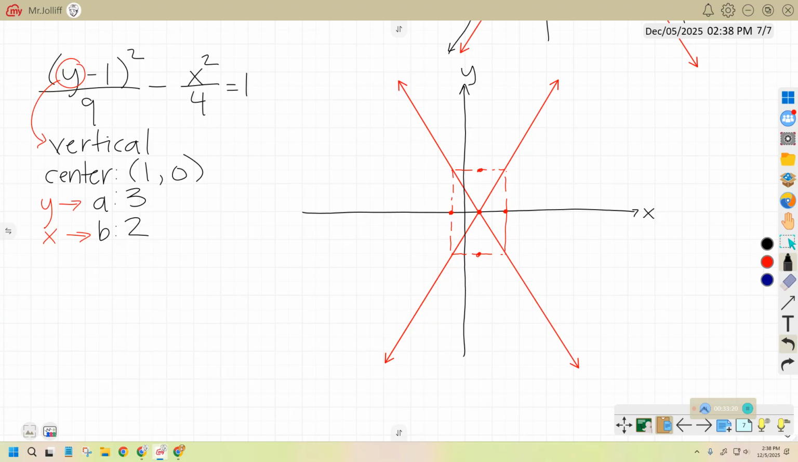The next question is, where do my curves go? To the left and right, or the top and the bottom? Top and bottom. Very good, because this is a vertical hyperbola. So my vertices are top and bottom. Start at the vertex, smooth curve out towards the asymptotes.